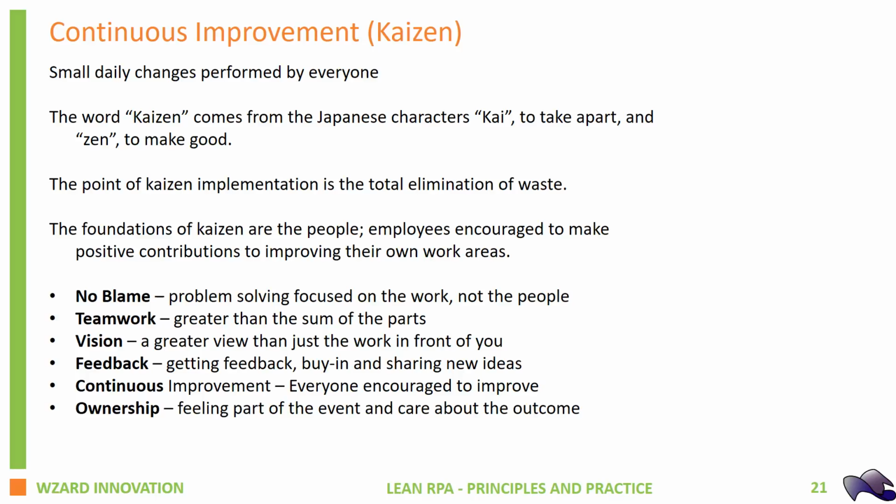So what are the key things that underpin continuous improvement? Well, the first one is a no blame culture. It's all about focusing on the problem, not the people. It's all about teamwork as well, and that collaboration. It's also about having an established vision so that you can see the direction of travel, and so you know the actions you're taking are moving you closer to that final vision. And it's about continuous feedback. Remember the lean startup framework of learn, build and measure. That measure was part of the feedback loop. It's about continuous improvement, encouraging everybody to make small improvements every day. And it's about accountability and ownership, feeling part of the event and feeling empowered to make changes yourselves.